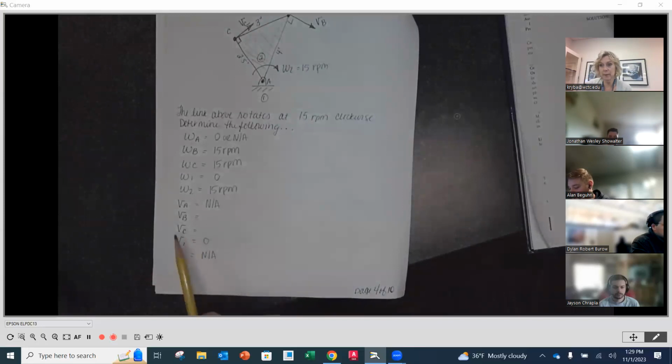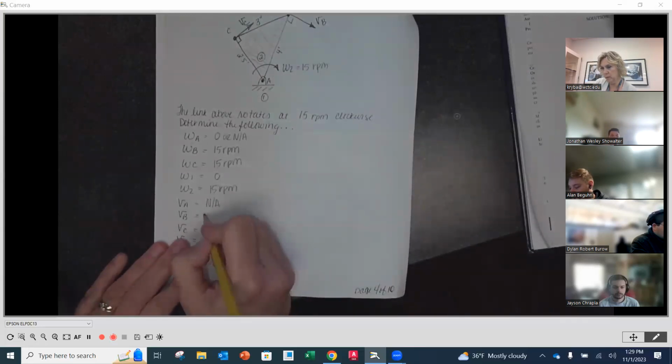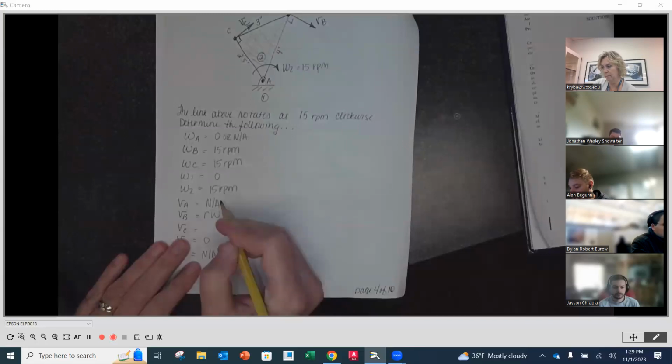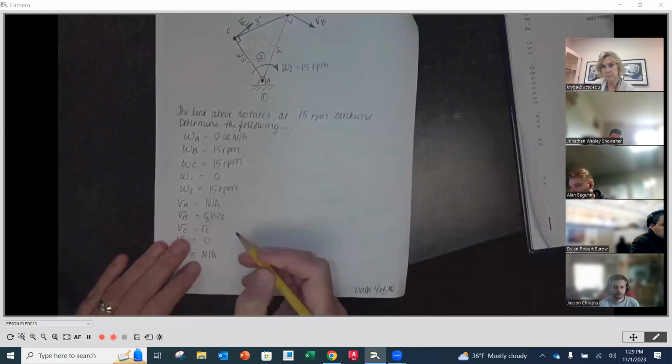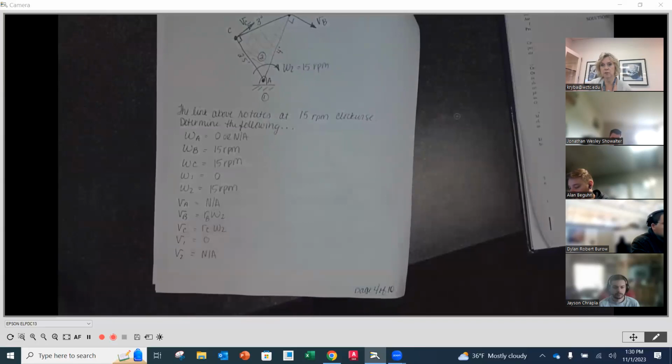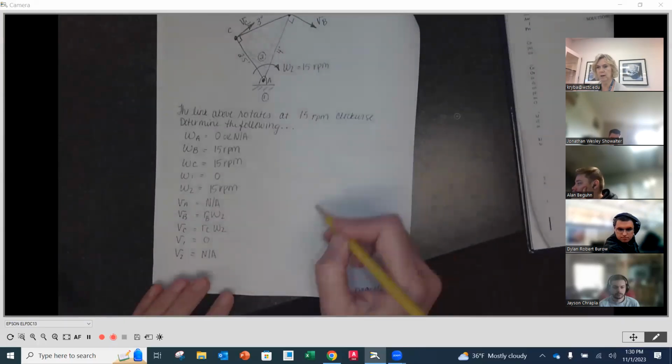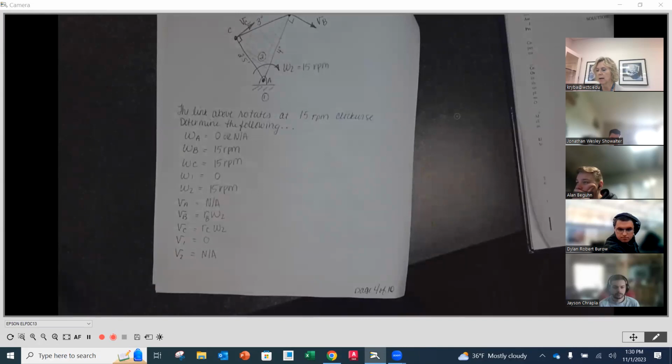Now we get to calculate these two values here. So we know that the equation for this is going to be R times W, right? W2, and this is going to be R to point B. And then this is going to be the same thing, the radius to point C, but it's going to be connected to W2. Go ahead and solve for that. You may have to get another piece of paper or do it off on the side here, okay? So go ahead and solve for the velocities of B and C, the actual numbers.